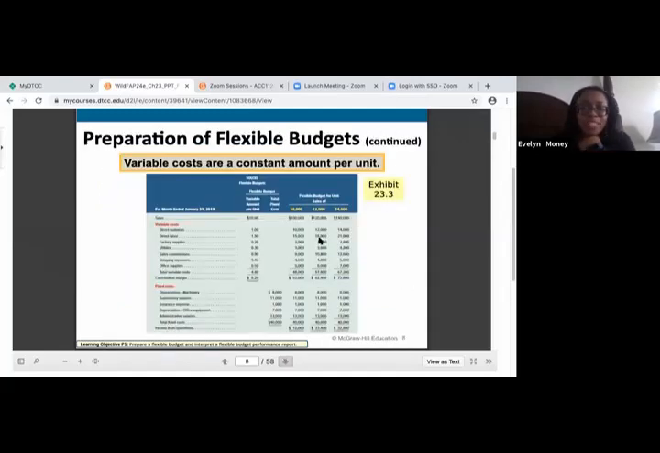So here's my flexible budget. On a flexible budget, I get to see my variable costs and my fixed costs for my different levels of sales. Now notice that generally my fixed costs here should be the same because I'm assuming I'm operating within the relevant range here. But my variable costs, because they do change with the level of activity, should be changing with my varying levels of sales here.